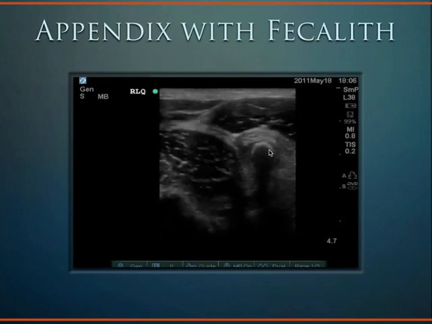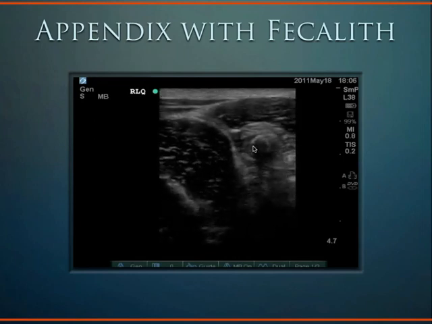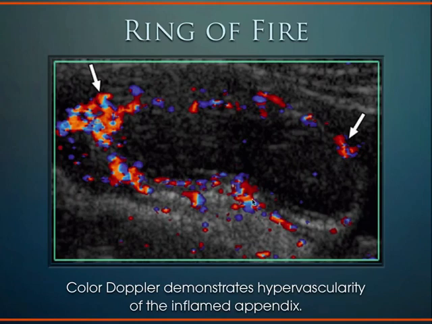Here is another one of those fecaliths. It looks just like a gallstone or a kidney stone, except it's in the appendix, and it's got that prominent shadowing there, and that's the cause of our appendicitis. And if you were to use color flow Doppler, you can actually see hypervascularity around an inflamed appendix to confirm, if you wanted to, that you're looking at an inflamed structure. Not necessary, but kind of elegant when you can see it like that.